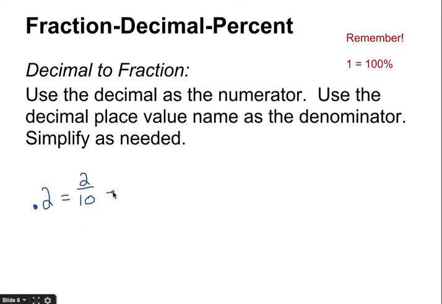Now I simplify. 2 and 10 are both even numbers. They both have a factor of 2. So 2 divided by 2 is 1. 10 divided by 2 is 5. Equals 1/5. So that's how I change a decimal into a fraction.